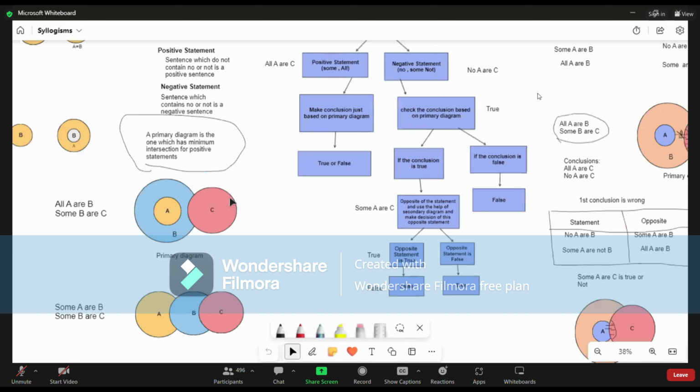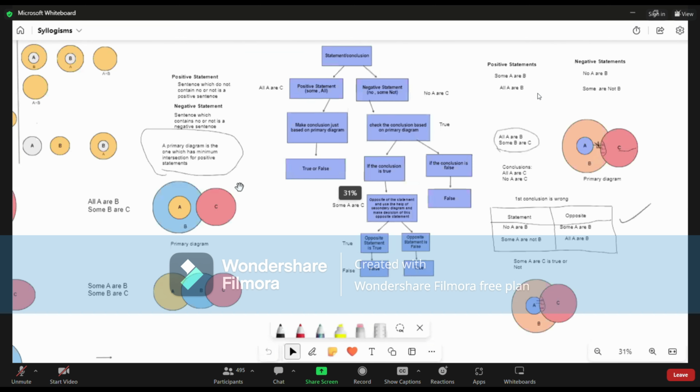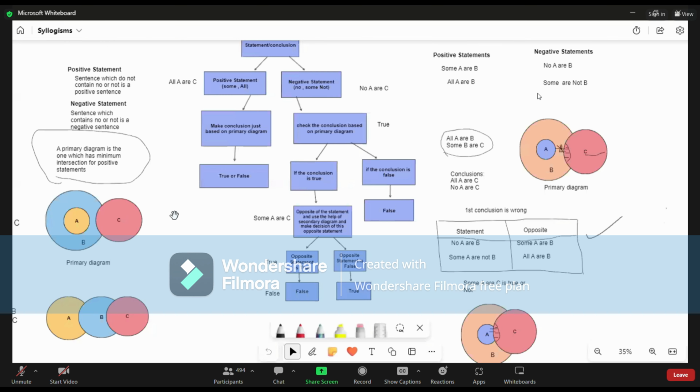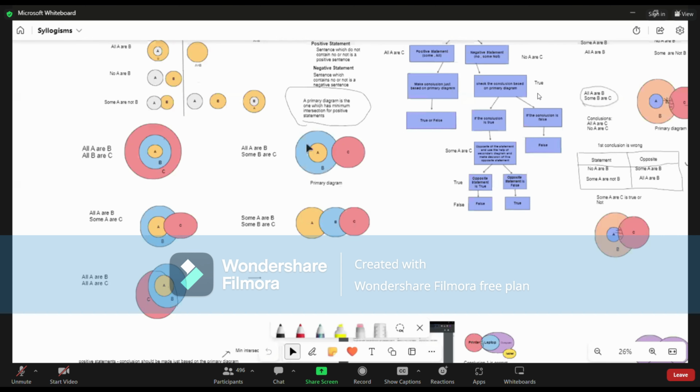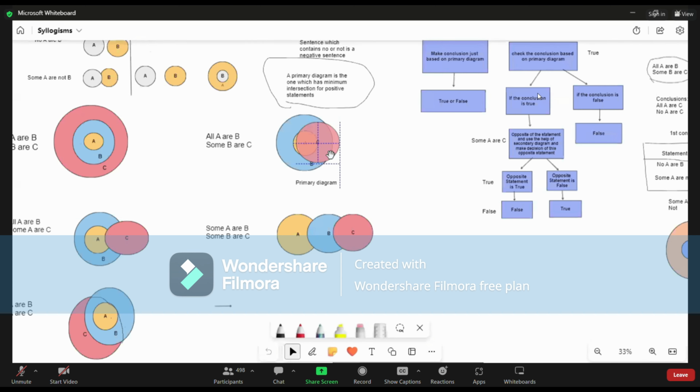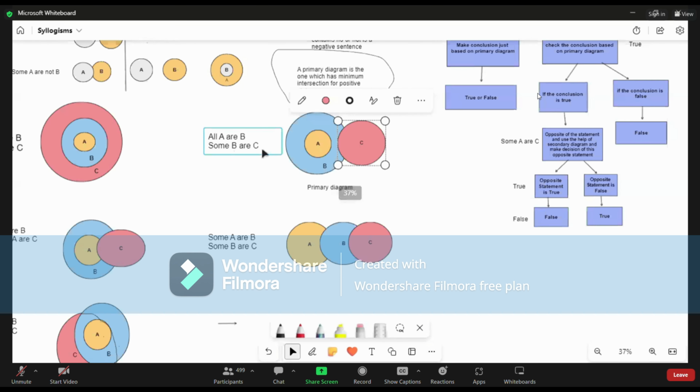Like I have mentioned, a primary diagram is the one which has minimum intersection. We have discussed before what primary diagrams are. So you can see why we didn't have any intersection over here. And we had this because for a primary diagram, all A are B and some B are C, we can even draw this way, but this becomes a secondary diagram. As I have written the text over here, this is the main rule for what we draw for the primary diagram. So for that rule to have minimum intersection, we don't have the intersection between A and C for this.